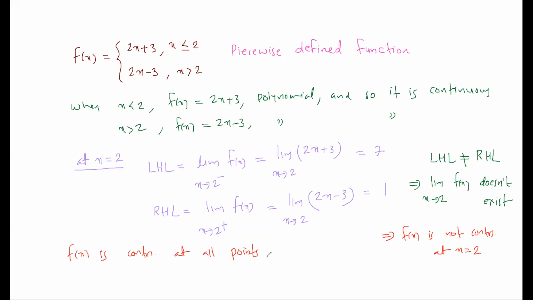Sabhi point mein continuous hai, except x is equal to 2. X is equal to 2 mein continuous nahi hai. That means there is one point of discontinuity. Point of discontinuity is x is equal to 2. I can show you the graph. 2x plus 3 and 2x minus 3. One second.